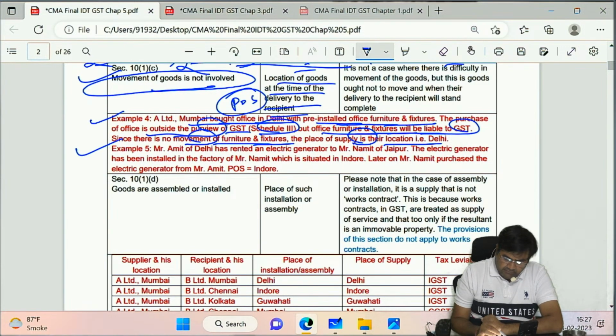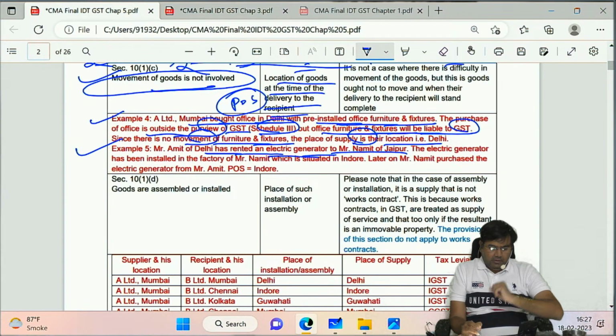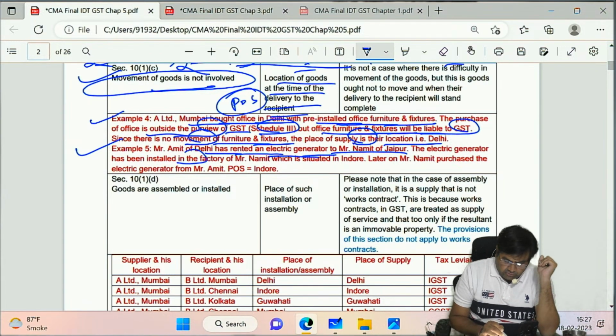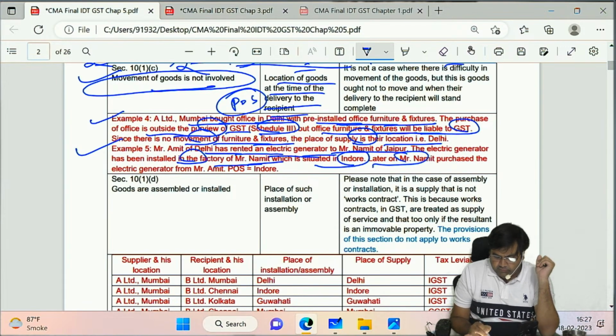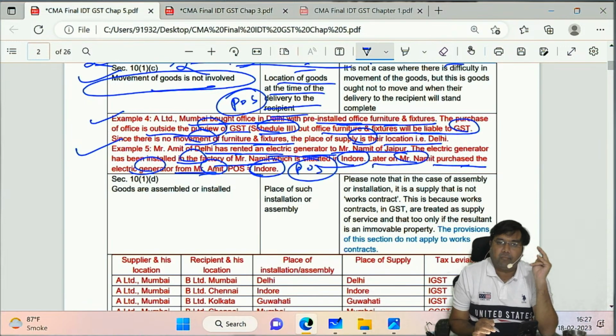Example 5. Mr. Amit of Delhi has rented an electric generator to Mr. Namit of Jaipur. The electric generator has been installed in the factory of Mr. Namit, which is situated in Indore. Later on, Mr. Namit purchased the electric generator from Mr. Amit. So where is that generator right now? It is there in Indore, so that is going to be the place of supply. Okay.